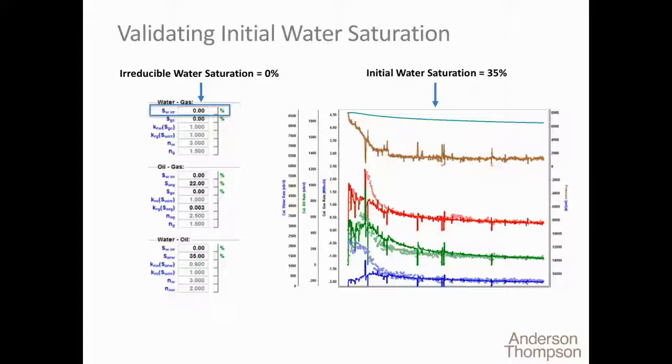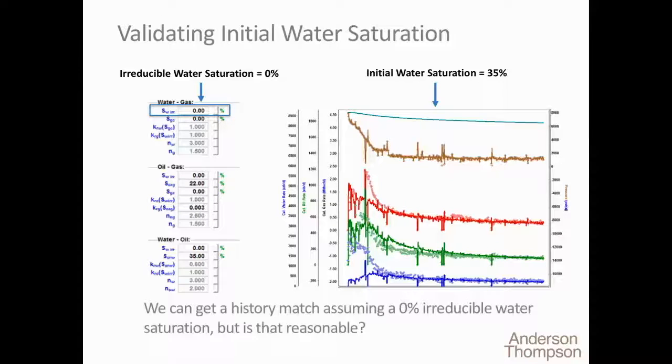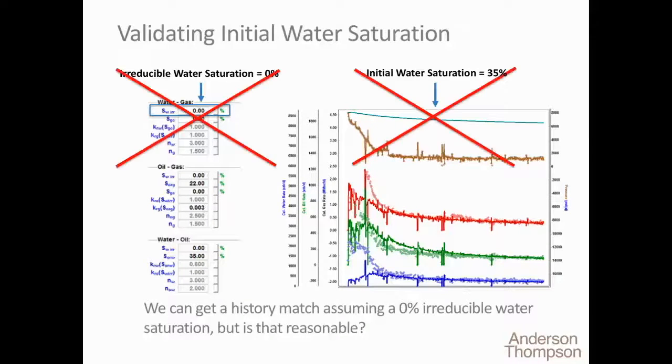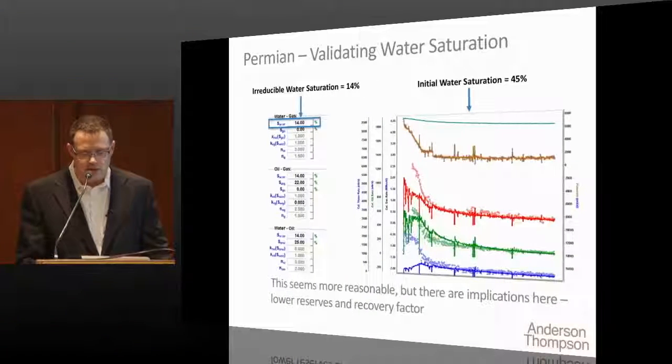Probably not. So we can get a history match, but is that reasonable? Yeah, I'd say no. But we definitely did do that. Then we did another way, and we said, okay, what about still a fairly conservative irreducible water saturation of 14%, still what most would consider low? Well, we need to increase initial water saturation to 45% to come up with the equivalent water match.